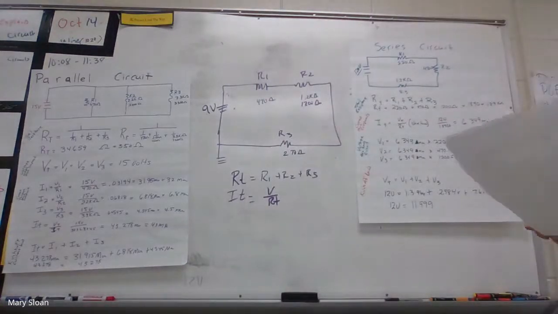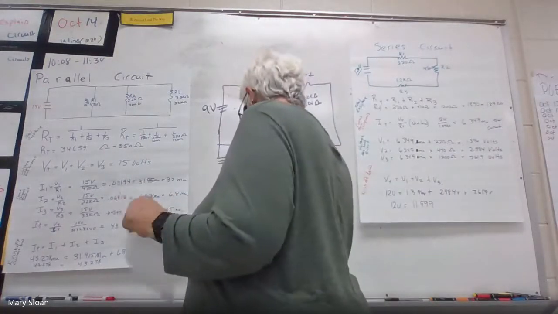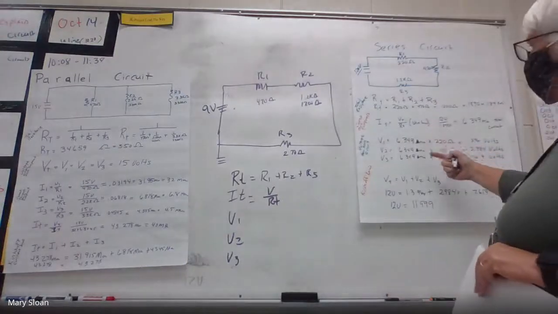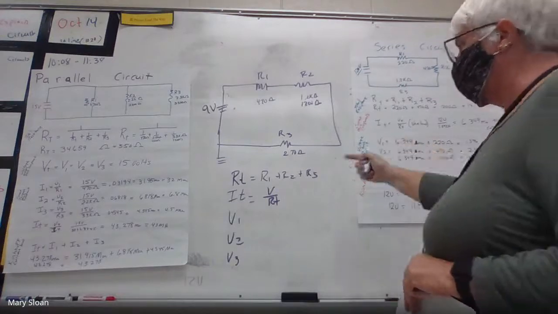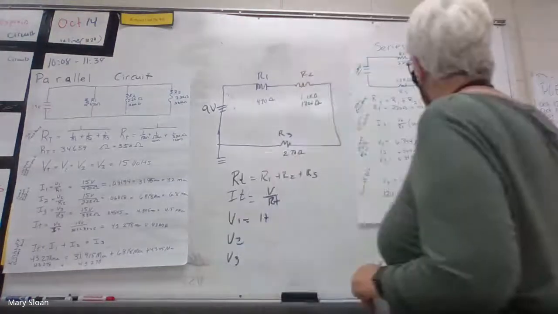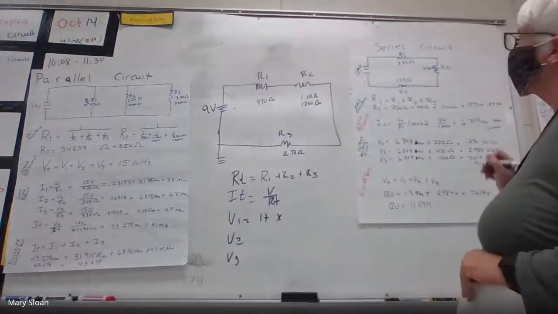And then it asks us for V1, V2, and V3. For V1, V2, V3, we're actually going to take our number that we get from IT, and then we're going to multiply that by our resistance.